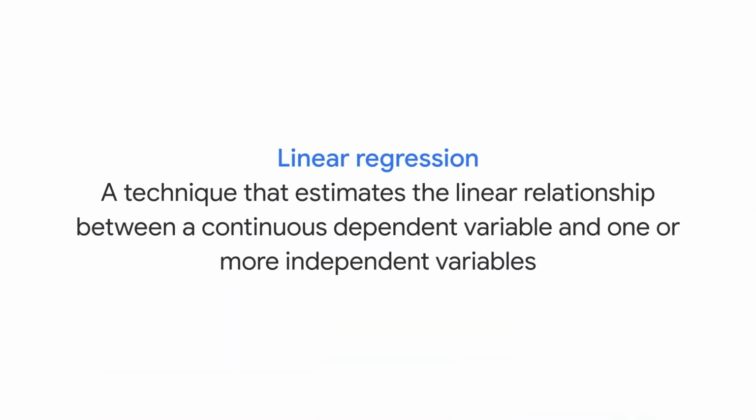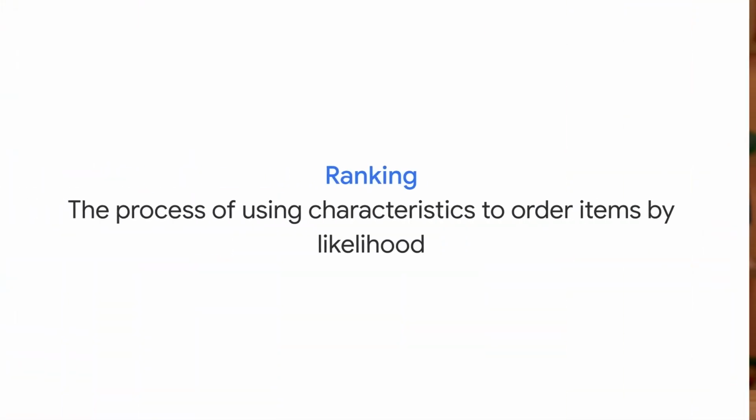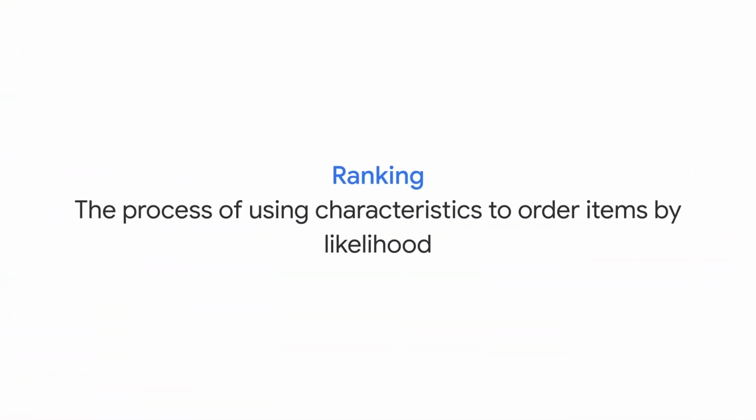Another type of model is a linear regression model. Linear regression is a technique that estimates the linear relationship between a continuous dependent variable and one or more independent variables. With linear regression, you may try to predict sales, or even the amount of rain that might fall next week. Finally, there are ranking models. A ranking model uses characteristics to order items by likelihood. For example, entertainment streaming services use ranking models to recommend music or movies that customers are likely to enjoy. These models try to find similarities in what users listen to or watch, and rank new entertainment options by the likelihood that users will enjoy the content.